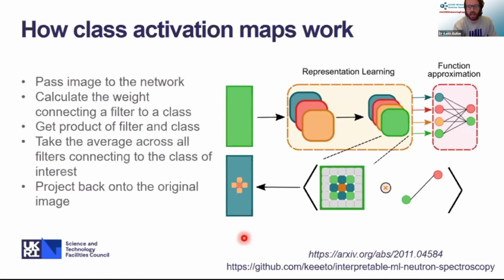So then we take these convolutional filters here. The convolutional filters just look like little maps. They're just matrices of pixels. And then we multiply that convolutional filter by the weight that it has for whatever classification it made. So if it's barbell, then we multiply by the weight that contributes to that final classification. You take the average across all of these different filters at the end, and then you project it back up to the original image size, and you get some kind of map that maps back onto your original image.